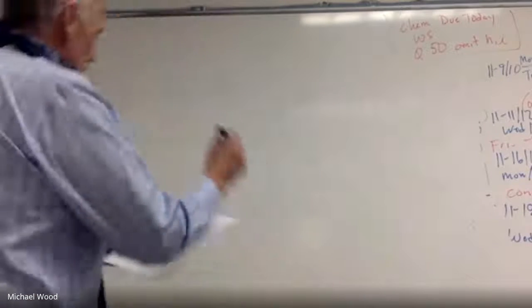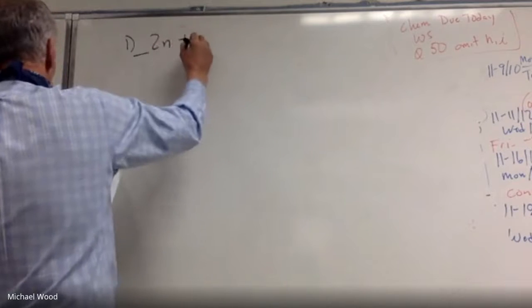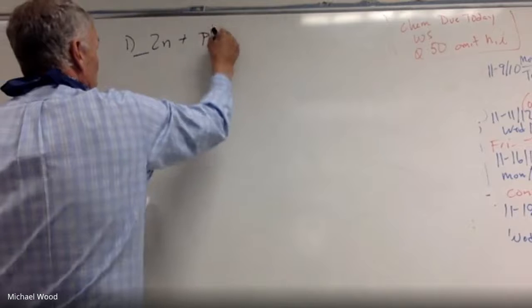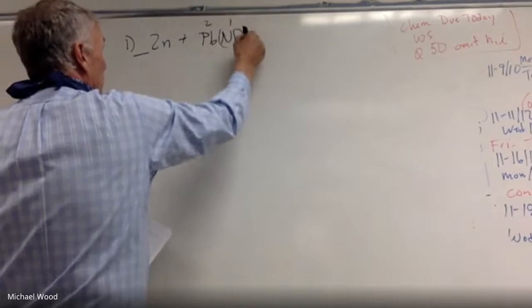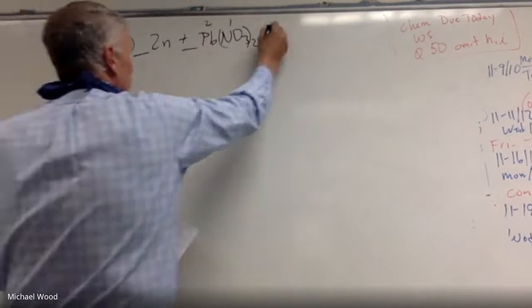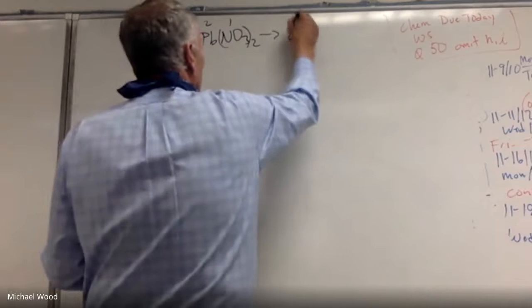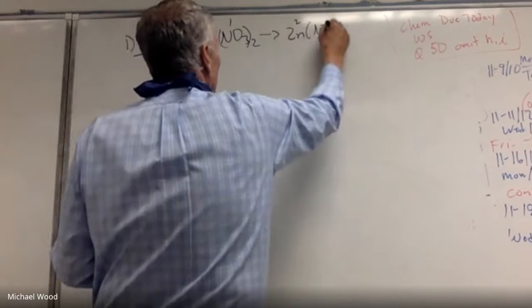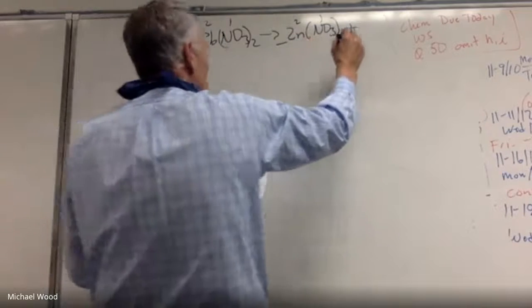Okay, number 1. So we got zinc plus lead 2 nitrate. So here is the test. What we had on the chapter 5 test: lead 2 nitrate is Pb(NO3)2. Makes zinc nitrate. So zinc is a 2, nitrate's a 1, so if I crisscross, plus lead.